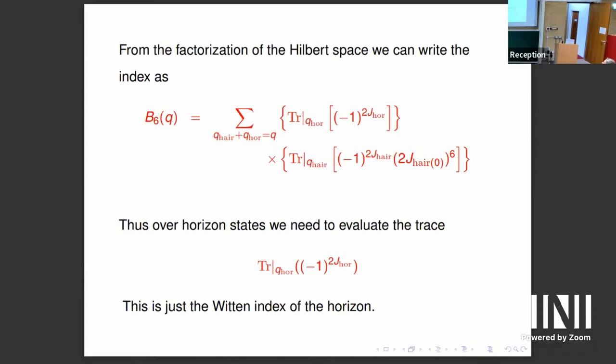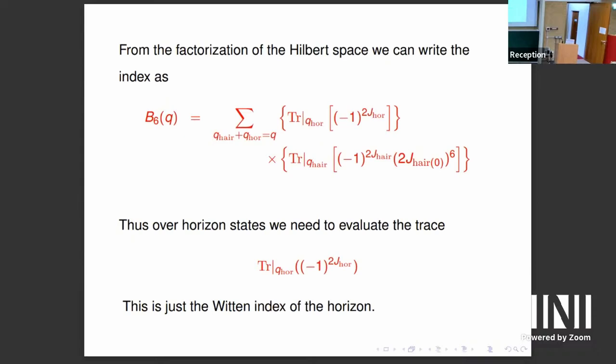In fact, if you look at this, the horizon contributes like this to the index. And it's just the Witten index here. So we don't need the zero modes, because all the zero modes, the J zero mode, I mean, zero modes are completely higher degrees of freedom. So it doesn't contribute there. So this is just the Witten index of the horizon.